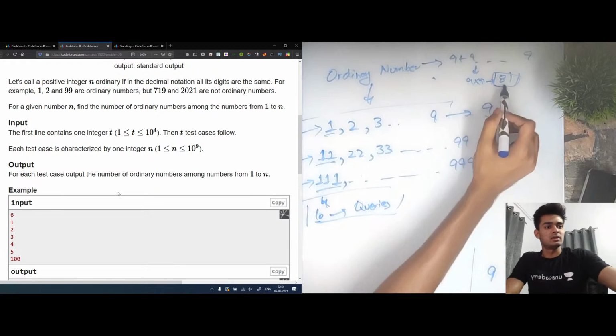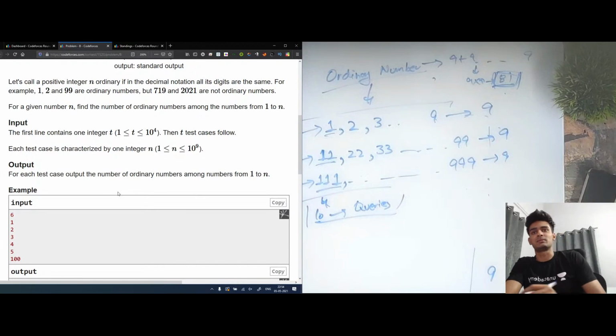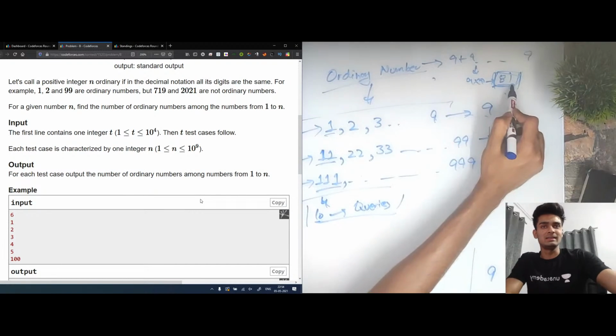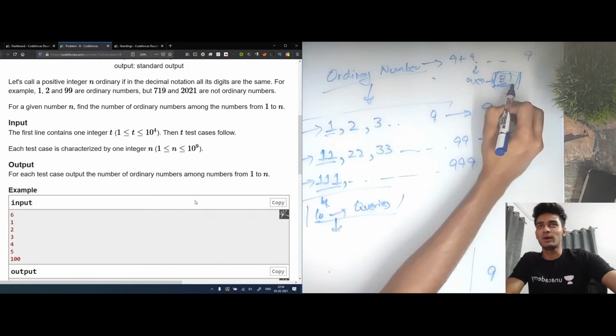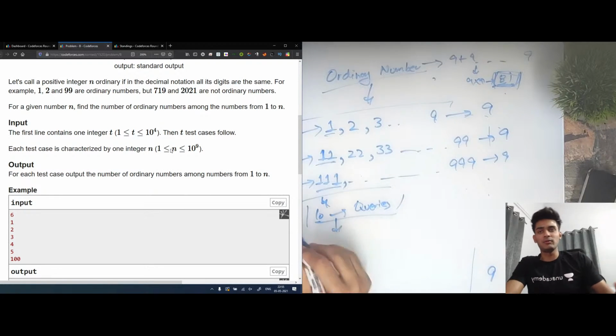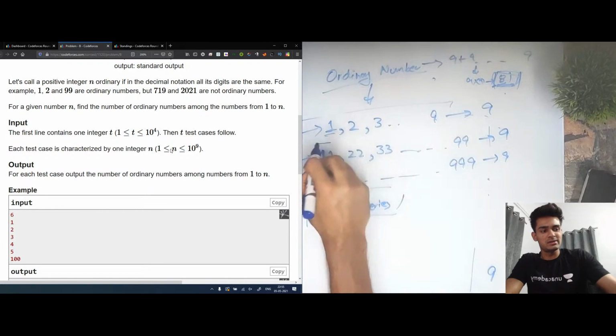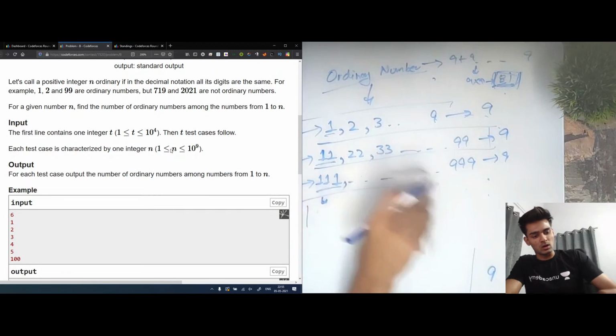Okay, so we can see that the total count of ordinary numbers is 81. Now, what this actually tells us is that for every query, we can just iterate over these 81 values and check which all are less than n. If anything is less than n, then we just add it to the count and then we print the count. Now, how to generate these arrays? Now, to do that, what we can do, okay, I'll just show how to do that.